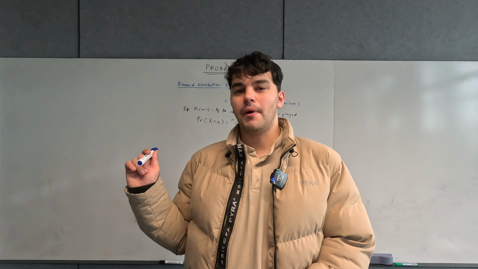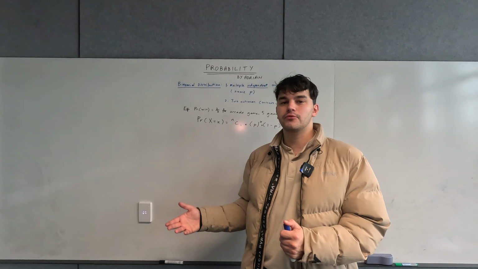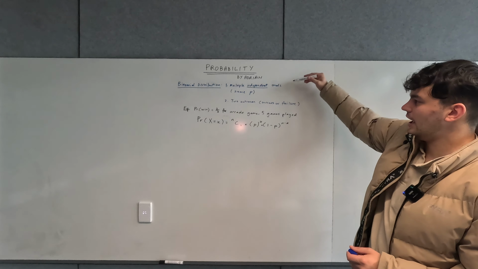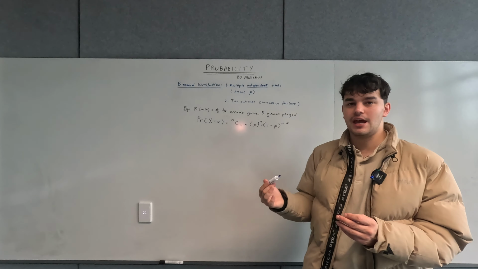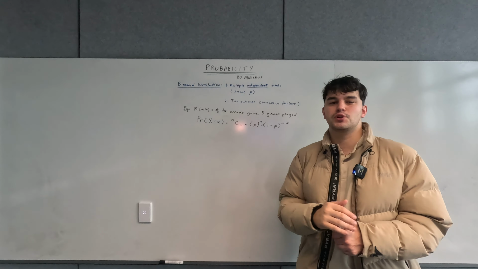Now let's define what a binomial distribution actually is and the conditions that we have to fulfill for a problem to be classified as a binomial distribution. So the two main conditions are, first, independent events. So independent events implies that we have the same probability in between trials.